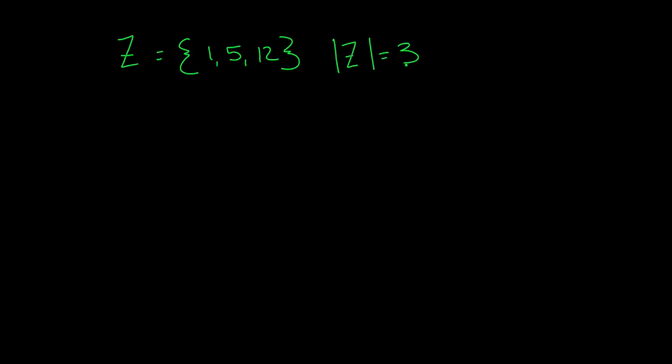If we take the mean of Z, what that really means is we add up all the numbers, 1 plus 5 plus 12, and we divide by how many numbers we have, in this case 3. So if we do that, never a good idea to do arithmetic in public, obviously I've done this in advance, so that's 18 over 3, which is 6. That's the mean.